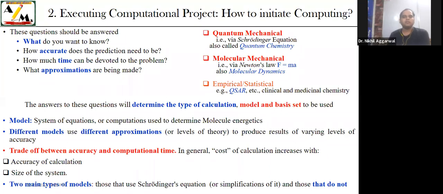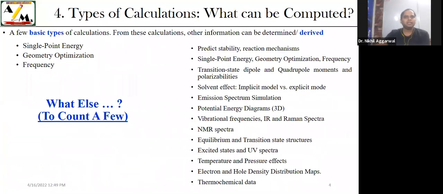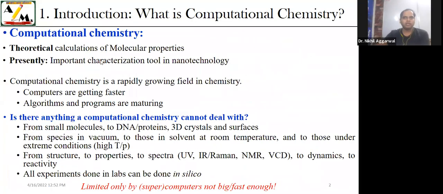Like the one method which is already studied is the density functional theory. So there are different theoretical researcher groups which try to simplify the equation even further so that the computation time will get reduced and the accuracy of our results will increase. So now comes a question: is there anything which cannot be computed, or is there anything which cannot be mimicked at a computational level?